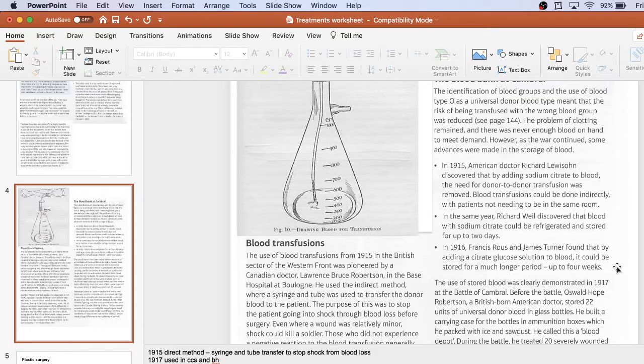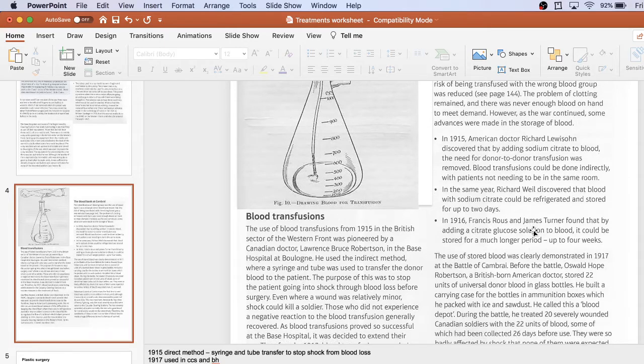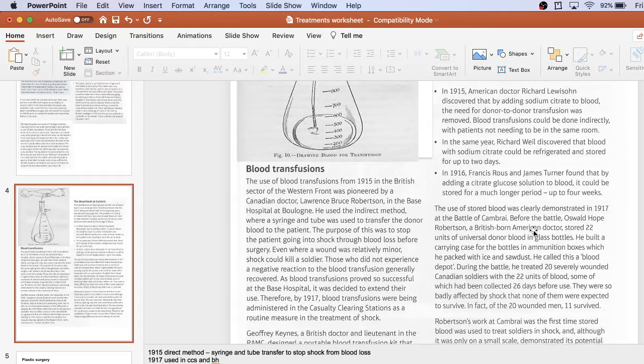So we see some more developments. In 1915, we see this American doctor, Richard Lewisohn, who develops the idea that if you add sodium citrate to blood, then you don't need to have donor to donor. It could be indirectly with the patient not even in the same room. The whole idea is sodium citrate will allow it to be stored for 2 days. We then see this be even more improved in 1916, where we find out that adding citrate glucose solution allows it to be there for 4 weeks.